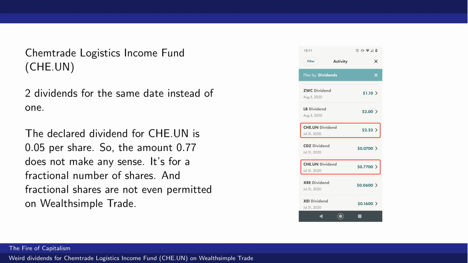But at the same time, notice that the total amount, 0.77 plus 2.23, adds up to $3, and this actually looks correct. So I'm not sure why they decided to split this dividend in two parts, and one of them I received like 11 days later than I should have, but the total amount is kind of correct.